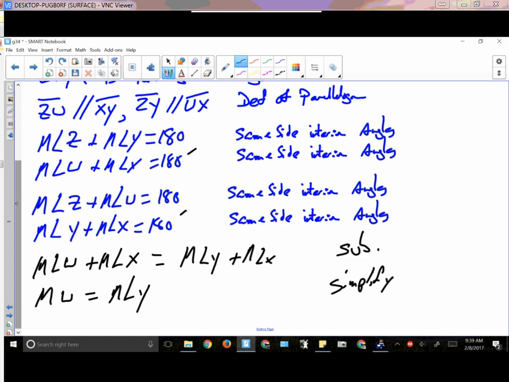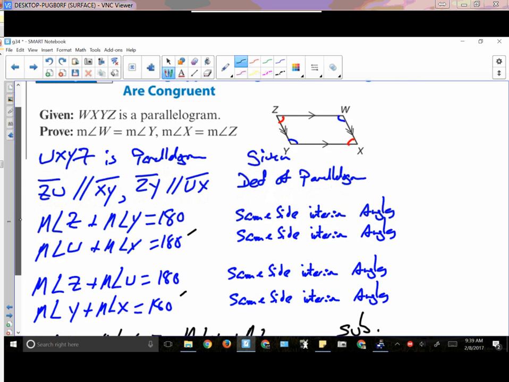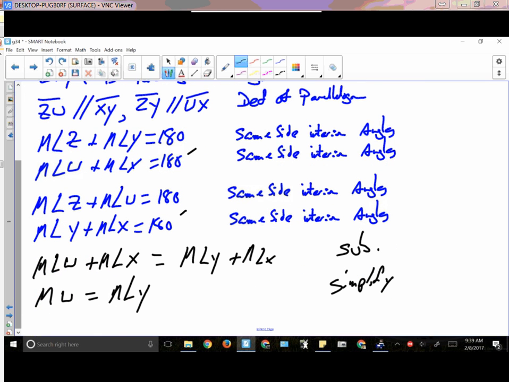I know that these two sides add up to 180. I know these two sides add up to 180. I know those two sides add up to 180. I know those two angles add up to 180. We know this. This is the rule. Because of that, I know that that's 180, that's 180. I chose those because I can cancel out the x's, yes? And then I am left with W and Y.